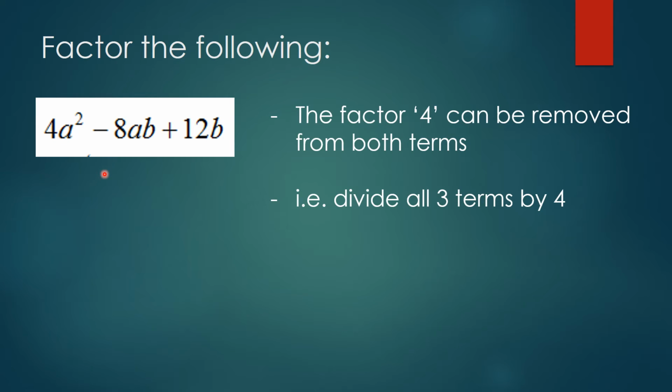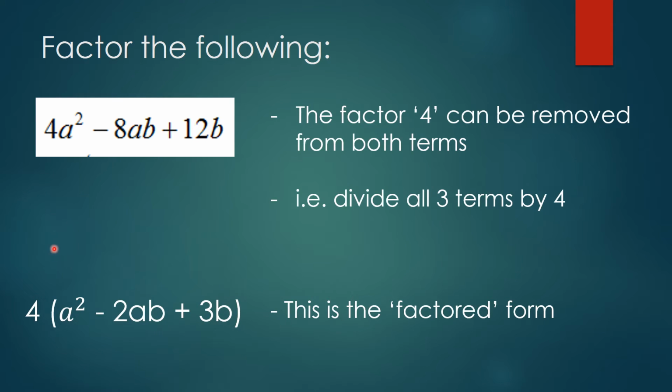So if you divide 4a squared by 4, you're going to get a squared. Divide negative 8ab by 4, you're going to get negative 2ab. And you divide 12b by 4, you're going to get 3b. So here are the factors of this original expression: 4 in brackets a squared minus 2ab plus 3b. Double check by multiplying through. 4 times a squared gives you 4a squared. 4 times negative 2ab gives you negative 8ab. And 4 times 3b gives you 12b.